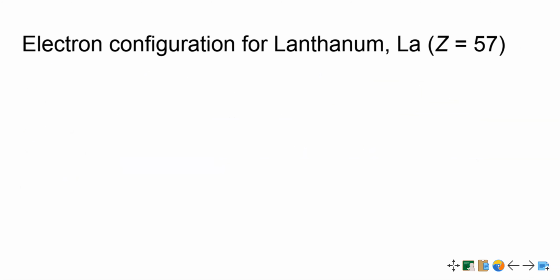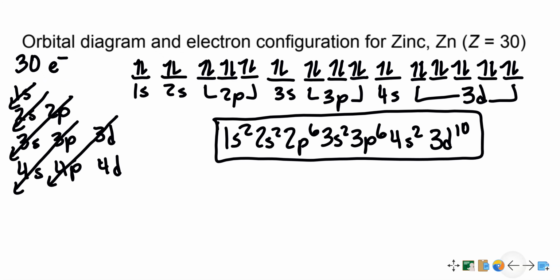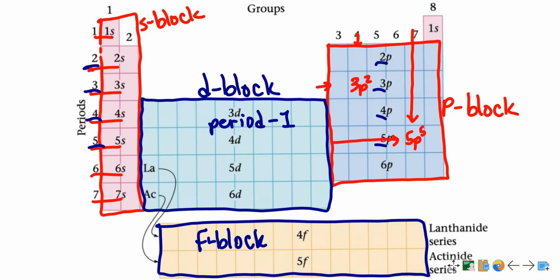Now, lanthanum is a lanthanide, go figure, with an atomic number of 57, and that means it has 57 electrons. So we're going to take a sort of shortcut here. If we go back a few slides and we look, lanthanum is right here on the periodic table. That means it's in the f block. I'm going to need to use my diagonal rule until I get to 4f.